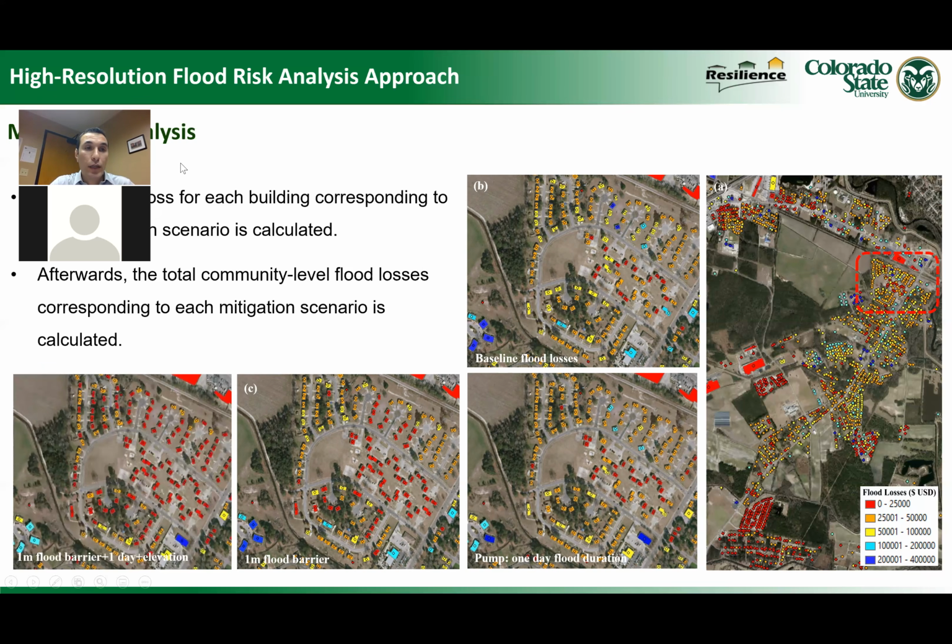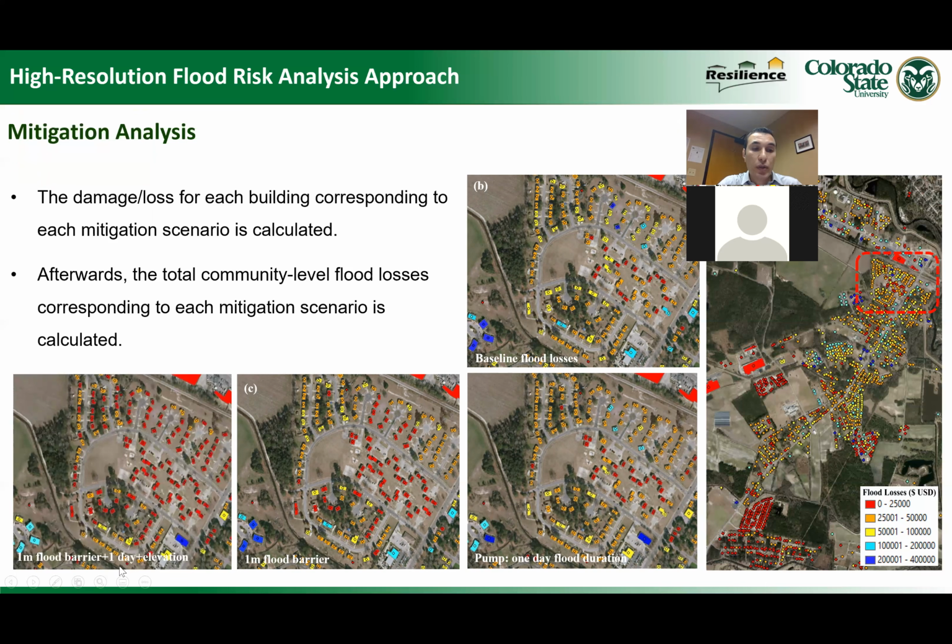What if we used a 1 meter flood barrier, decreased the flood duration to 1 day, and increased the elevation of the water sensitive components? We can see that most of the buildings that were yellow and orange turned red, which means a huge savings in the amount of losses. So this is for the building level flood loss mitigation. We applied flood barriers, using pumps to decrease water duration, or even elevating some of the water sensitive components.